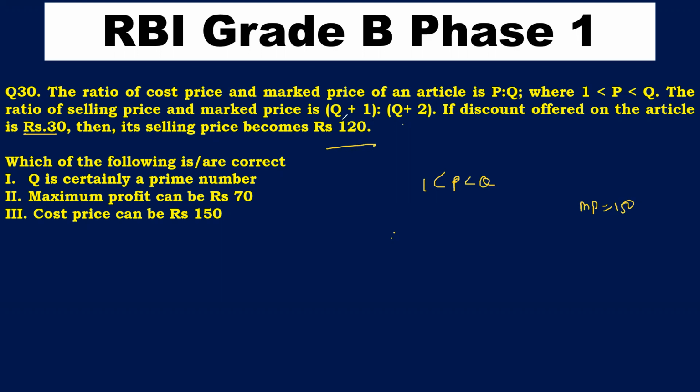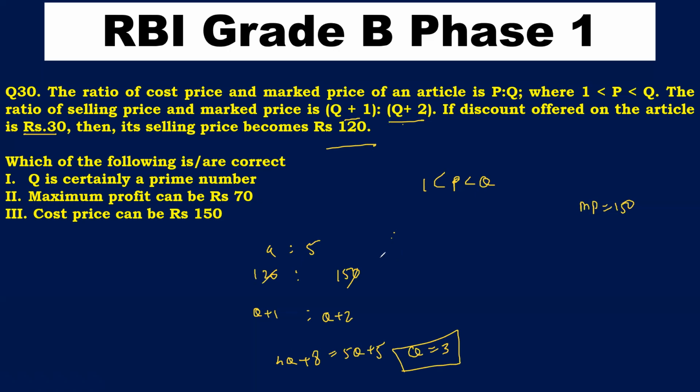The ratio of mark price to selling price is said to be this. So mark price is 150, selling price is 120. This ratio is Q plus 1 is to Q plus 2. So this is easily 3 is 4 times, 3 is 5 times. You can do cross multiplication: 4Q plus 8 is equal to 5Q plus 5. So Q will be equal to 3. Q is certainly a prime number.